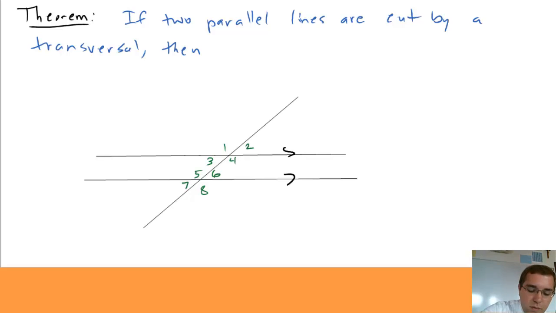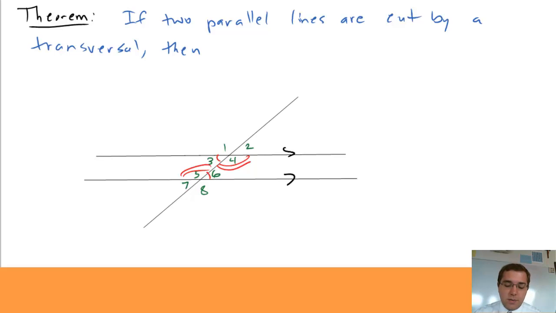Now we'll see that it looks like angle 3 and angle 6 are congruent. And angle 4 and angle 5 look congruent. Those pairs of angles are called alternate interior angles. They are on the interior of the parallel lines and on alternate sides of the transversal.